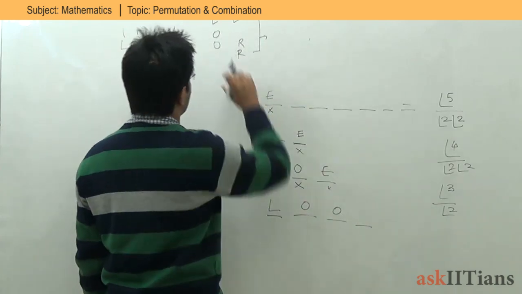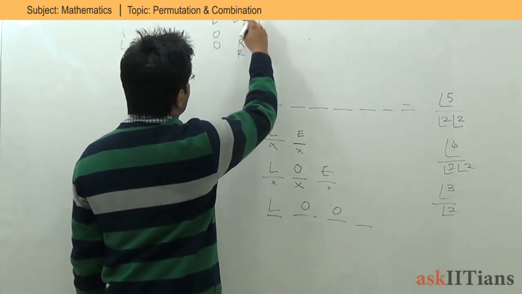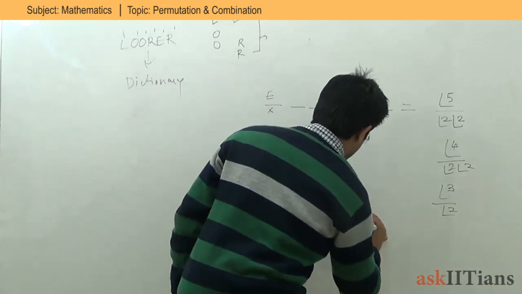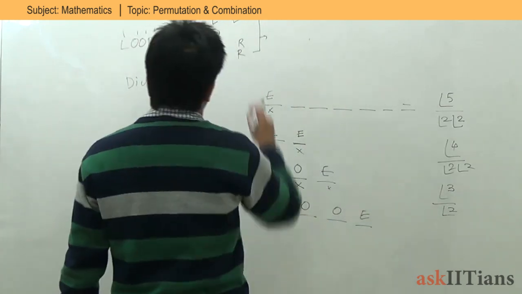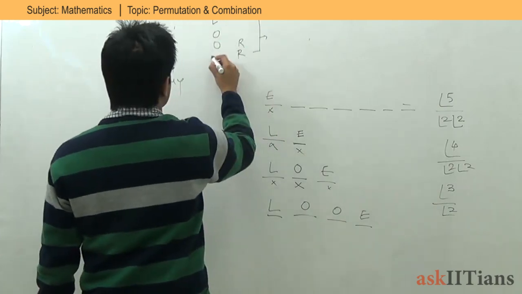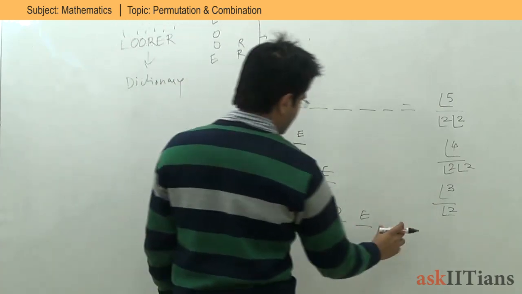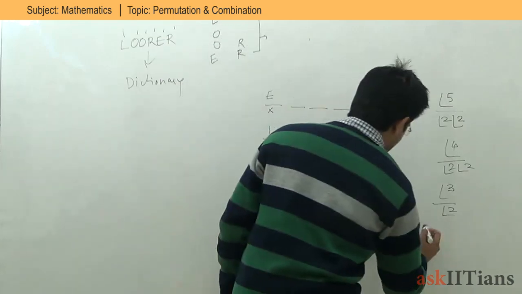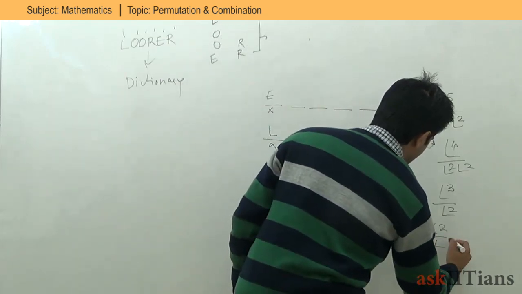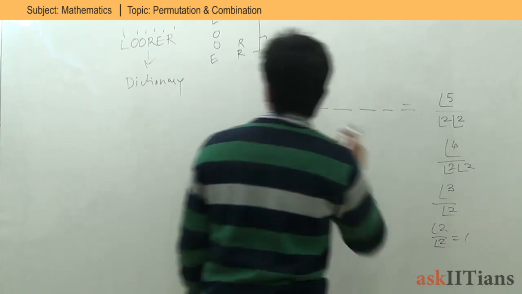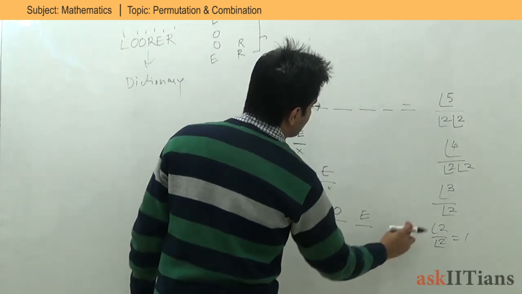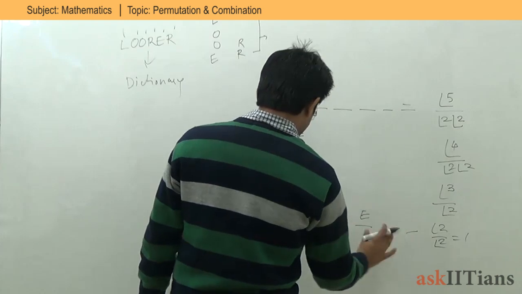So after fixing these 3 letters, from these 3 letters what letter will come first? E will again come first. So this E, and now we have again fixed E. So how many possible arrangements are there for these 2 places? There are 2 letters, that means factorial 2 upon factorial 2, that means it is 1. Obviously, because there are 2 R and 2 places, you cannot differentiate which letter comes here.